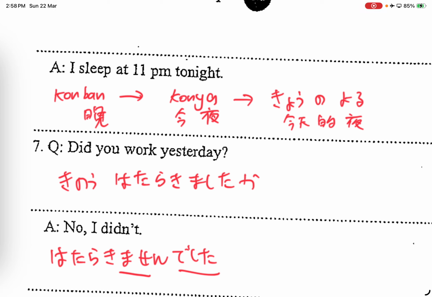If you don't want to use yoru, and you want to specify tonight very specifically, you can consider using komba. Yoru is just generally, I sleep at 11 at night. But in this case, they specify tonight, so just for today. So tonight is komba or konya. Or if you want to say it in a safer way, kyou no yoru. That means today's night. So your choice. I'm not saying yoru is wrong. Yoru is more general, like usually at night I sleep at 11. We are not specifying tonight. But since the question says tonight, you might want to consider using any one of these.